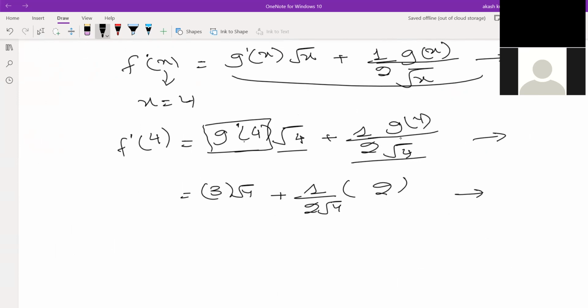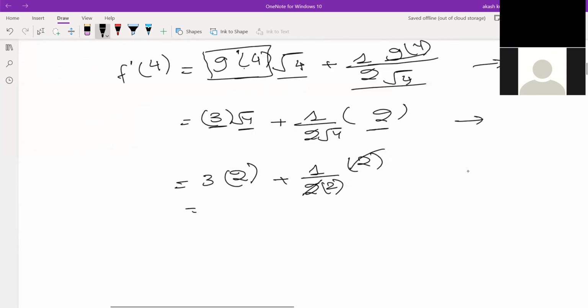So it will be 3 and square root of 4 will be 2. Multiplied with 2, the 2 cancels out with 2. It will be 6 plus 1 over 2, and it will be 6.5, right? Yeah.